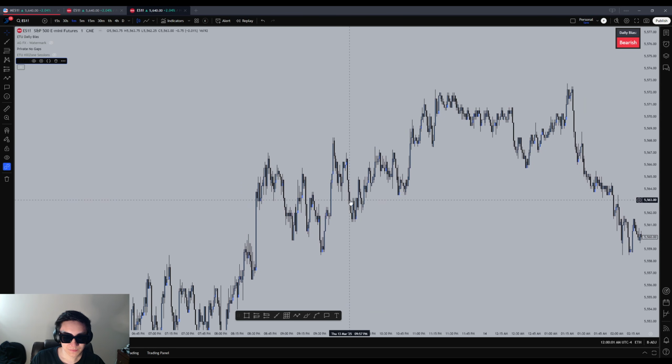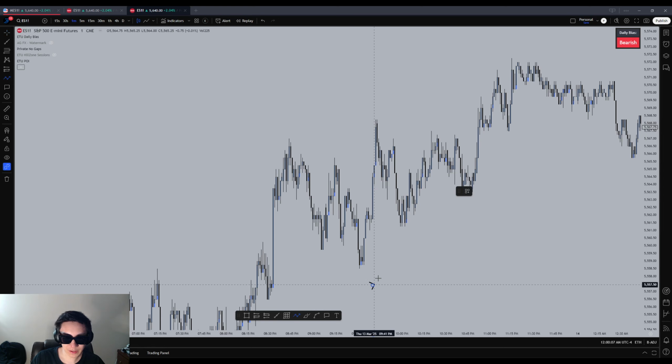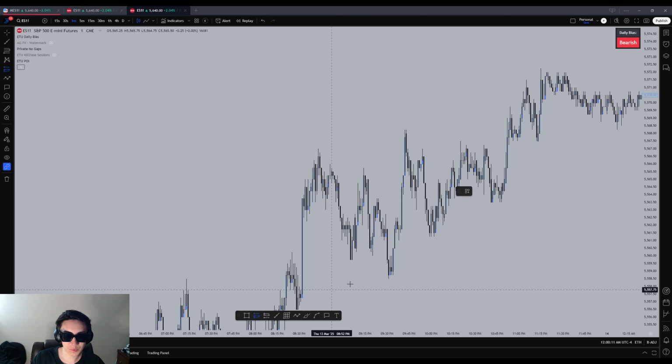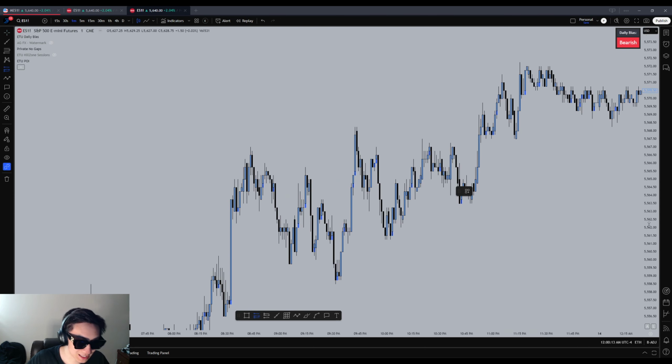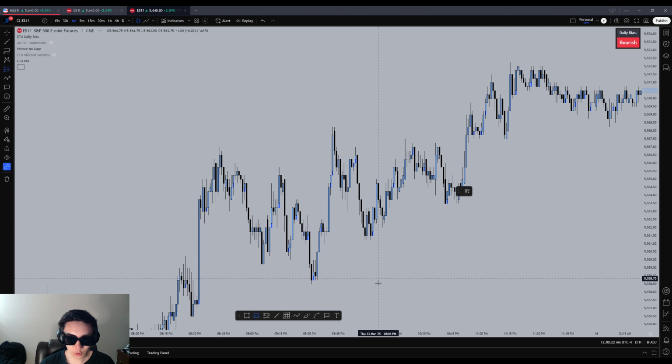So let me see if I can find an example of where you could potentially scale in. I would say a good way to scale in is when we create that internal break structure, or we create a lot of displacement. If we create a lot of displacement, you either want to wait for a stop hunter setup, or you want to wait for a retracement back to an OB to scale in. So let me see if I could find a good example for you guys here.